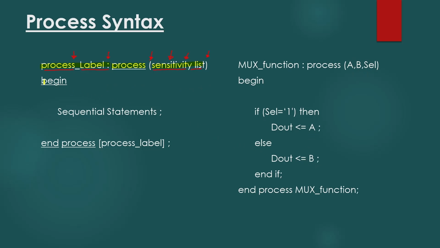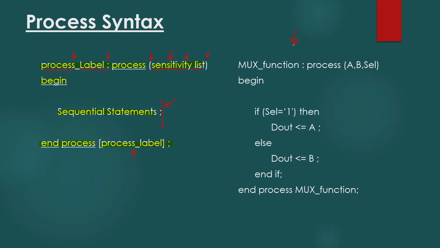Let's continue with our syntax again. Once you write the sensitivity list, then type begin and then write all the sequential statements for your function. Once you are done writing your function, you must end the process. So write end process and a semicolon to end your process. You can write the process label identifier before the semicolon if you want.